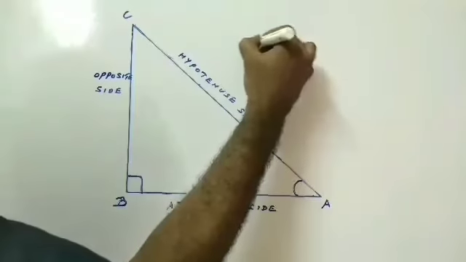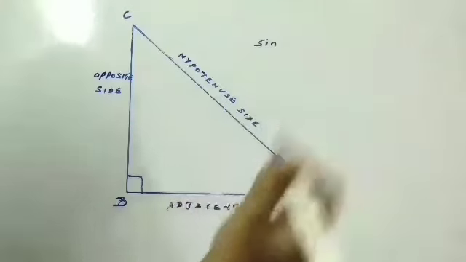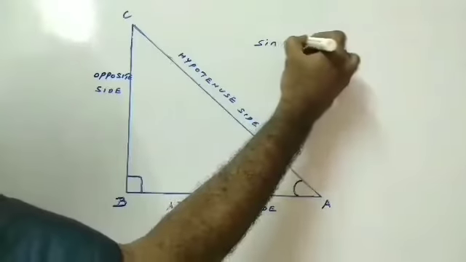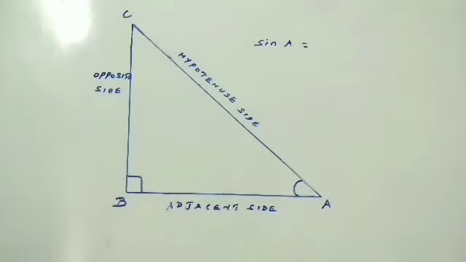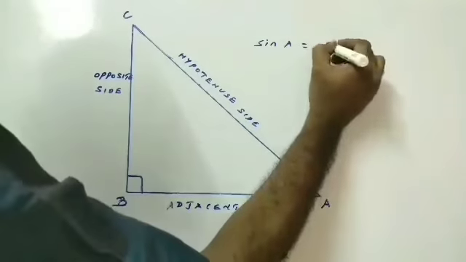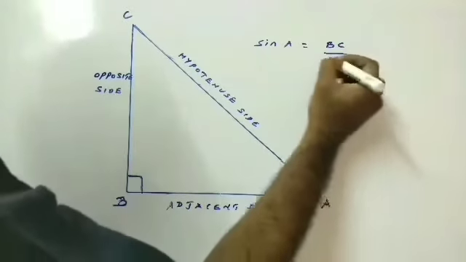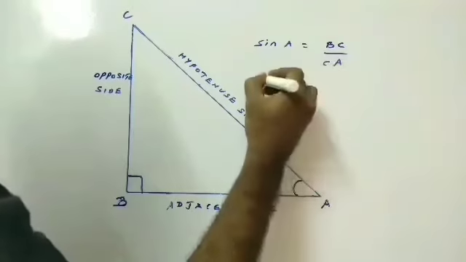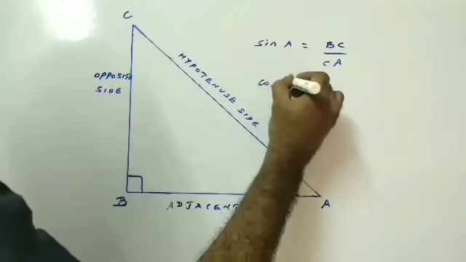Now sin theta or sin A. Sin theta means opposite side by hypotenuse side. Here I put an angle at A. So sin A means opposite side by hypotenuse side. Opposite side is BC. Hypotenuse side is CA.